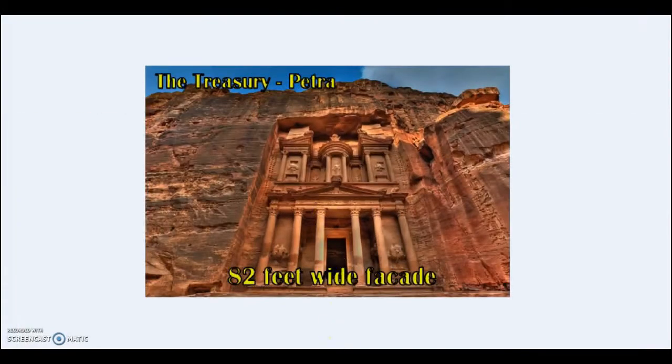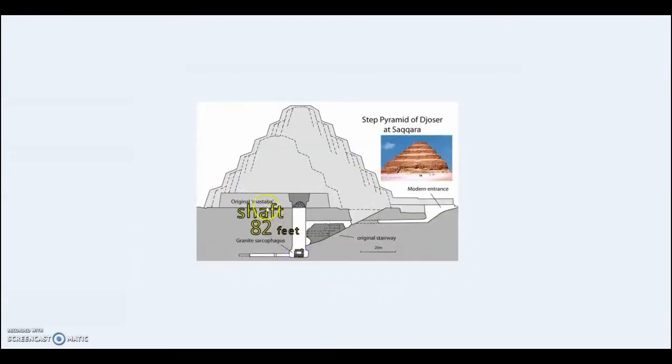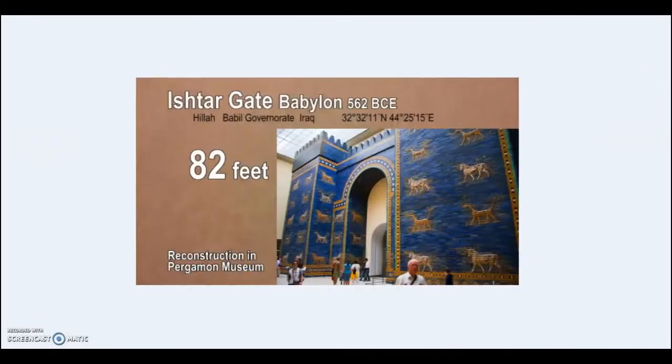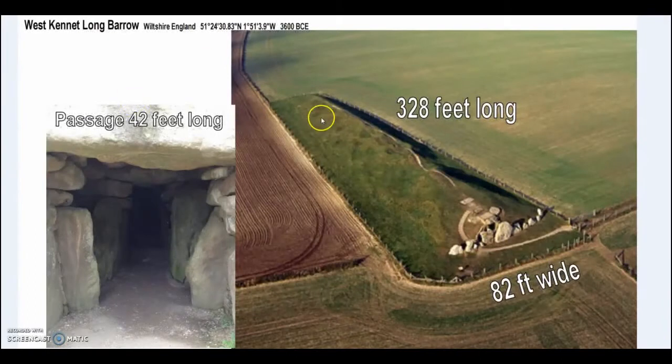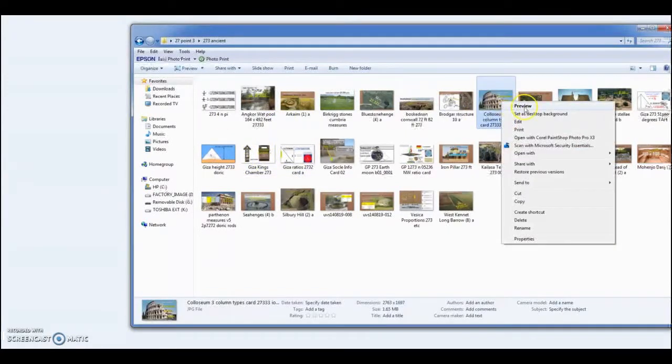And the Treasury at Petra, 82 feet wide facade. I also have a stone circle in Russia that has an 82 feet diameter. The main shaft at the Step Pyramid, amongst several other walls at the Step Pyramid, are 33 feet. The shaft is 82 feet. Ain Dara, again, just like so many. Okay, back to West Kennet Long Barrow. Okay, so of course there's always more.